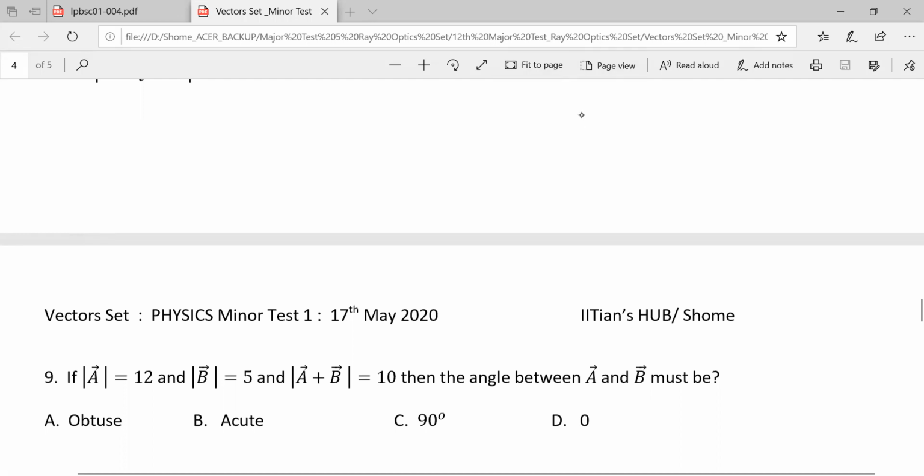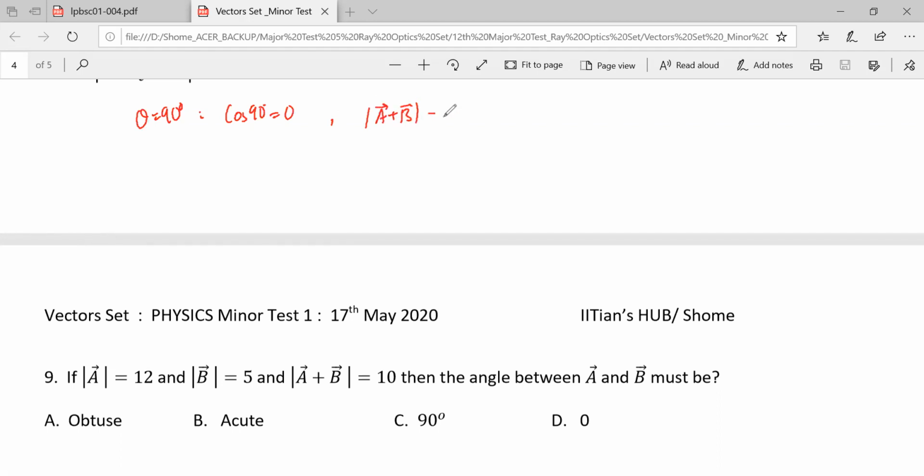For this question, we just have to remember the concept that if theta is 90 degrees, cos 90 being 0, the magnitude of a plus b becomes root of a square plus b square. If theta is less than 90 degrees, that is, it's an acute angle, then cos theta is positive. So mod of a plus b becomes greater than root of a square plus b square.